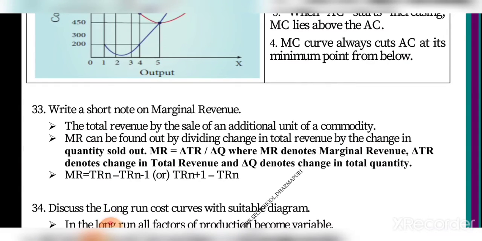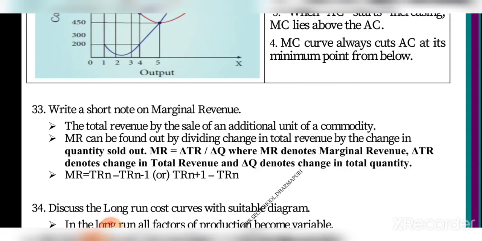Next we will see, write a short note on marginal revenue. Marginal revenue means the income. Marginal means additional income. The revenue from the sale of an additional unit of a commodity, MR, means marginal revenue, can be found by dividing the change in total revenue by the change in quantity sold. There is a formula: marginal revenue is equal to change in TR by change in Q, where MR denotes marginal revenue, change in TR denotes change in total revenue and change in Q denotes change in total quantity.